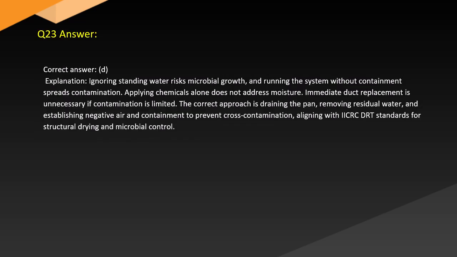Answer. Correct answer, D. Explanation. Ignoring standing water risks microbial growth, and running the system without containment spreads contamination. Applying chemicals alone does not address moisture. Immediate duct replacement is unnecessary if contamination is limited. The correct approach is draining the pan, removing residual water, and establishing negative air and containment to prevent cross-contamination, aligning with DRT standards for drying and microbial control.